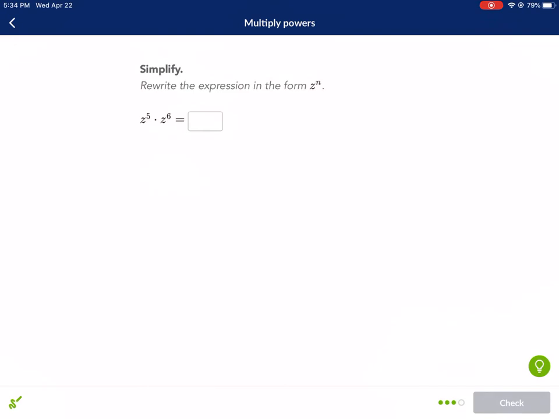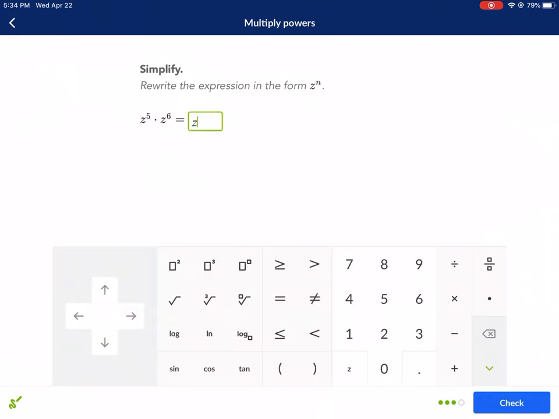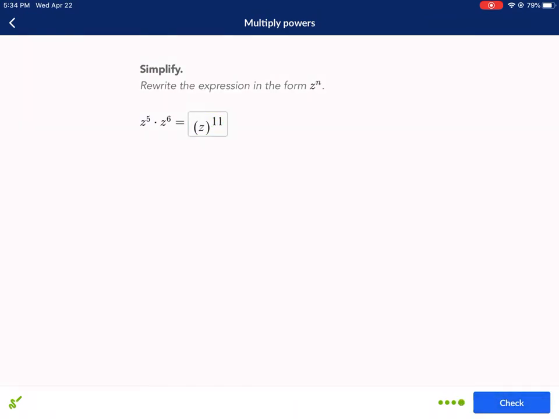Last one, rewrite the expression. Well, now we're pretty good at this. We can go ahead and write that z. Oops, we need an exponent feature. It's going to be z, 6 plus 5 is 11, 11th power. There we go.